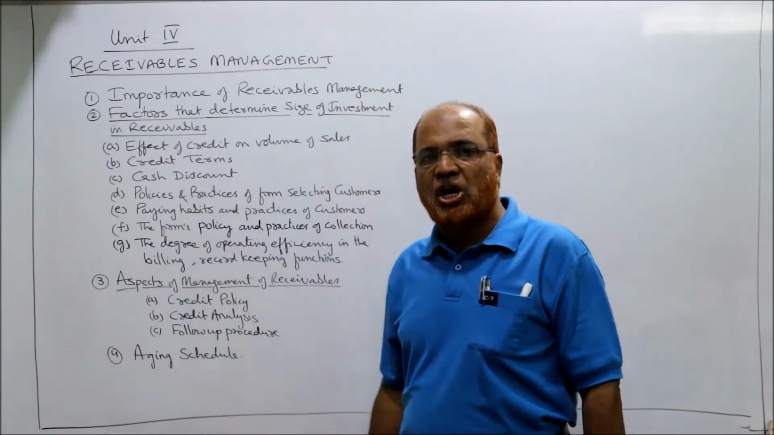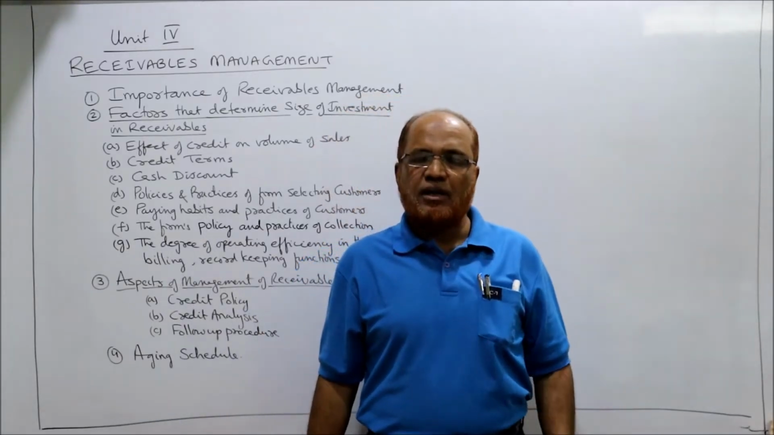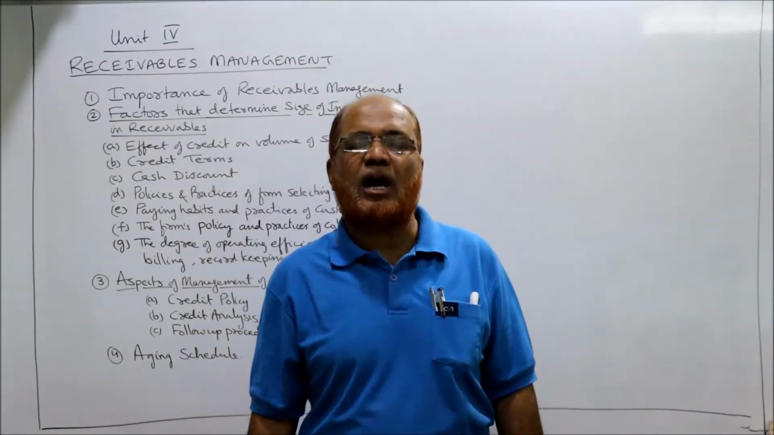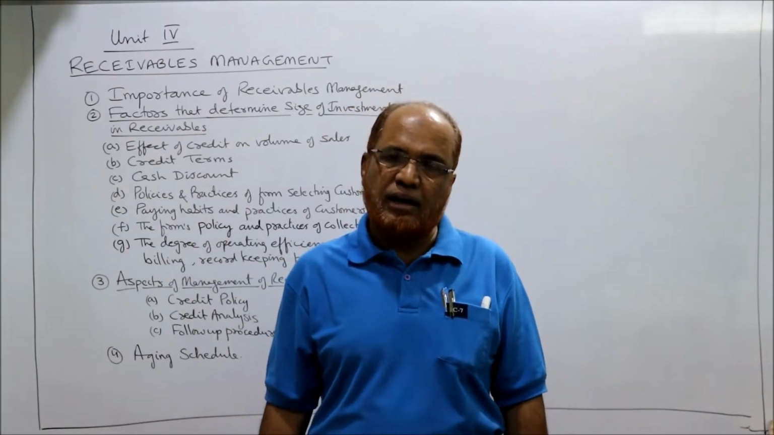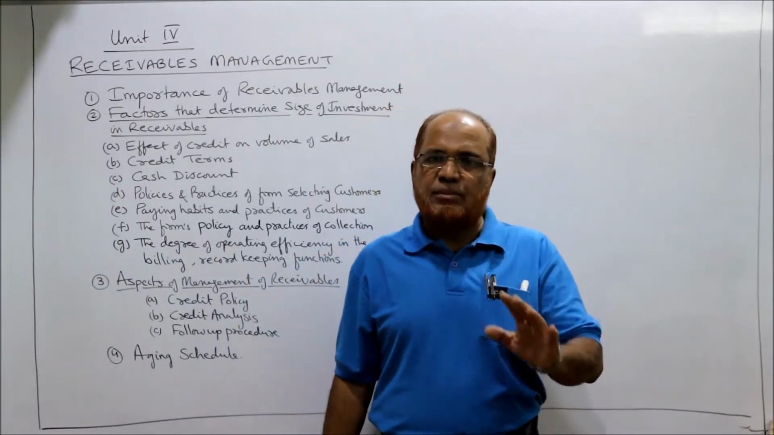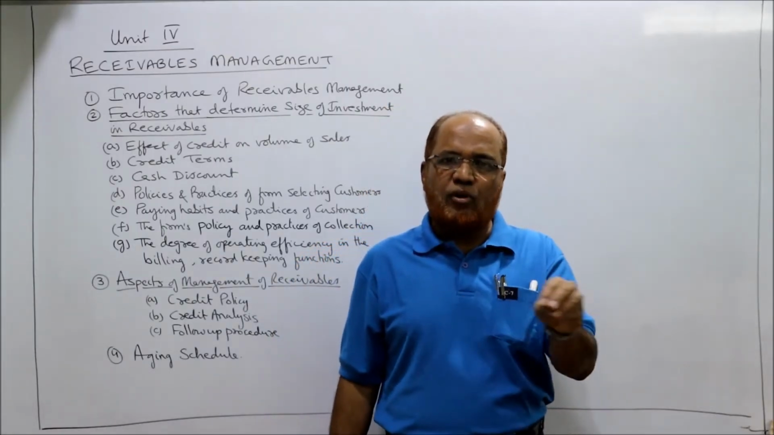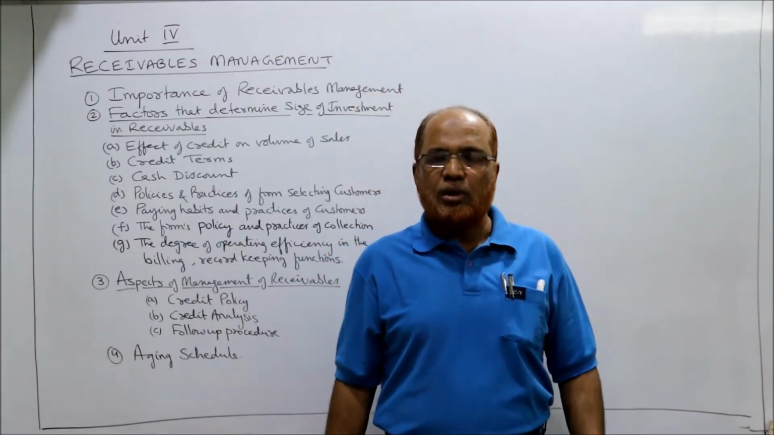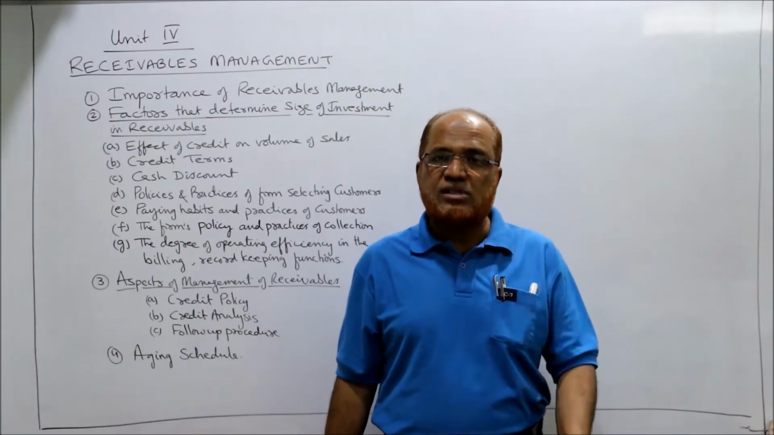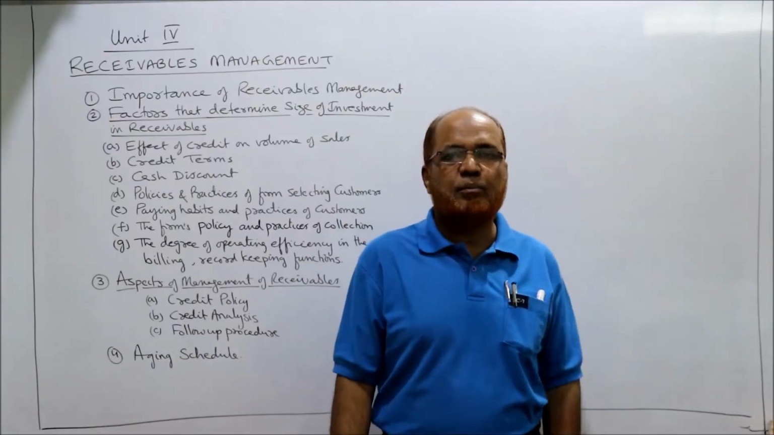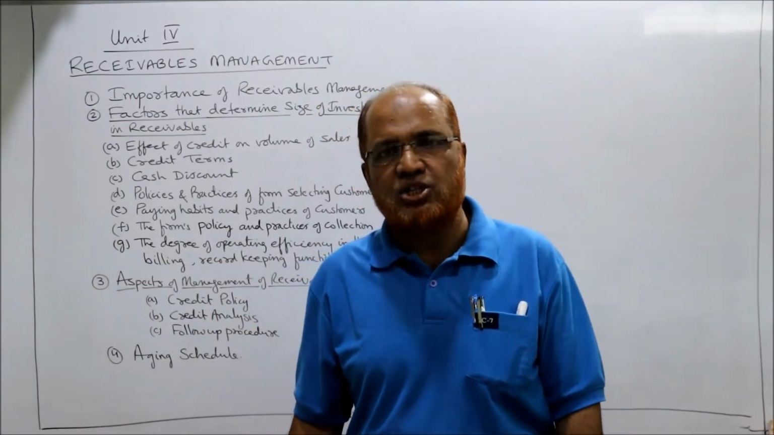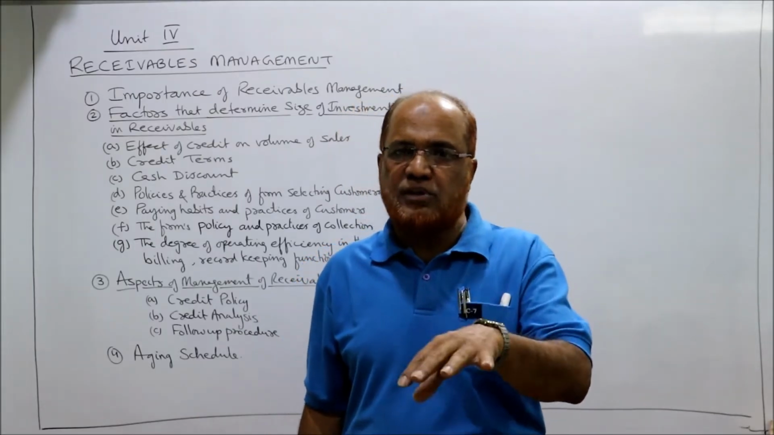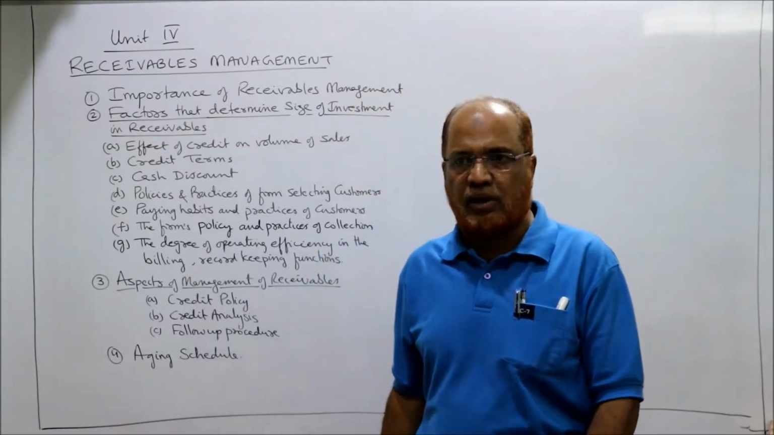Next comes cash discount. Many times a business organization will give cash discount to the customers for early payment. Some of the customers want to pay the amount before the due date, before maturity, and they will ask for some discount. So the business organization has to give some discount because the customer is paying before the due date. That is called cash discount. That should also be considered. What is the effect if we give 5% cash discount or 10% cash discount, like that?